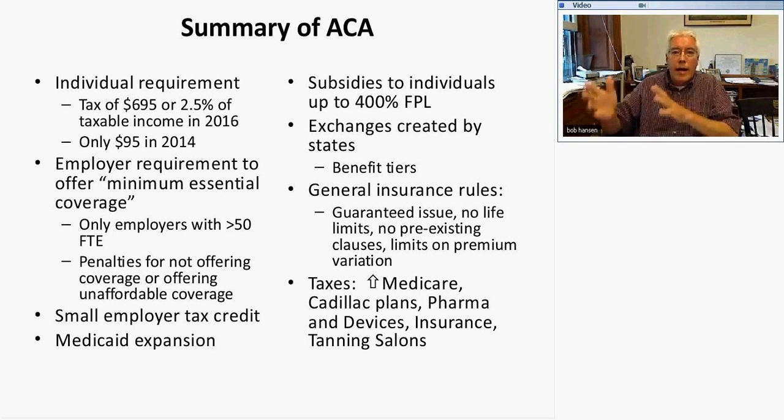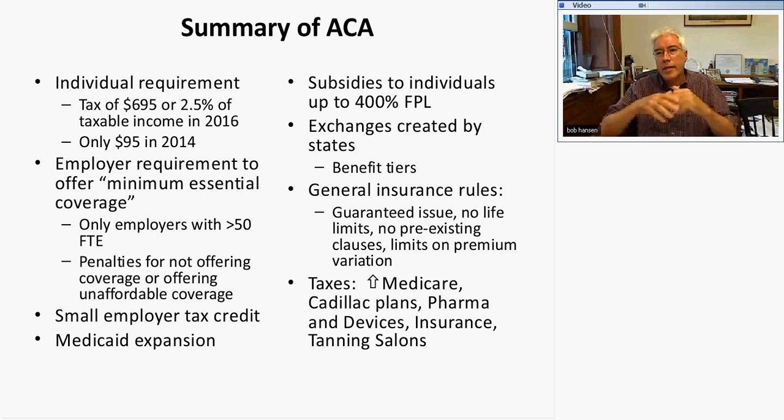We'll talk about that. Bullet point up in the upper right-hand corner, subsidies to individuals up to 400% of the federal poverty level. I'll give you some more detail on that. This is a really important part of the Affordable Care Act. So you're required to buy insurance, but if you buy insurance, there's going to be a subsidy for you, and it's a pretty hefty subsidy.